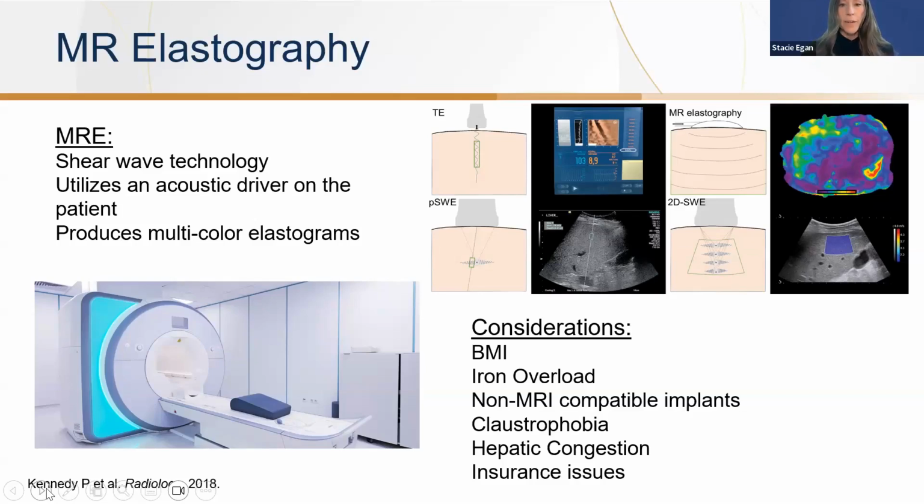You have to consider if they have iron overload in the liver, that can change results. If they do have a non-MRI compatible implant, this is not the right test for them. If they have claustrophobia, this may not be the right test for them. Hepatic congestion, or if you don't have access to MRE. MRE is hard for me to get. I have to use a hospital to get this, so it's harder for me to order and schedule, and a lot of times insurance doesn't want to cover because it's more expensive. But it is something that you can consider in the correct patient.